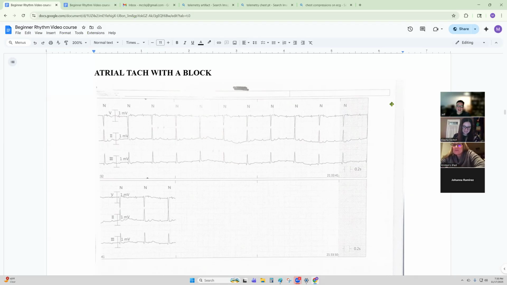So atrial tach. Technically, it's not an SVT because the QRS doesn't go above 100, right? But there is something going on there. If all those P waves are creating a QRS complex, you would just have a PAT, paroxysmal atrial tachycardia, or atrial tach. But this one is unique because it's atrial tach with a block. The AV node is stopping every other one from going through to the ventricle.